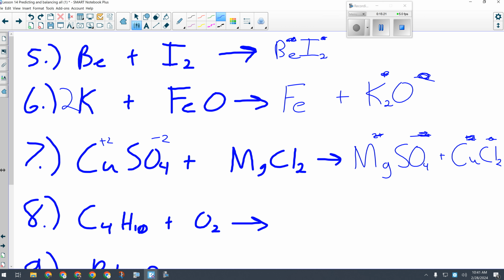Combustion. Oh, sorry, I didn't balance that reaction, did I? Yes, I did. It's already balanced. That's lucky. So we got a combustion reaction for number 8. What are always the products? Carbon dioxide and water. CO2 and water, always.